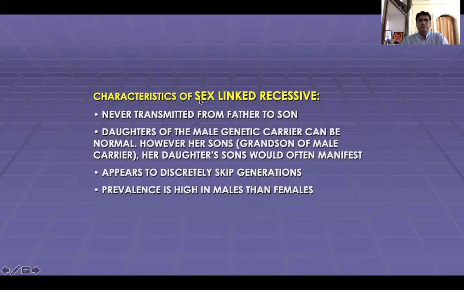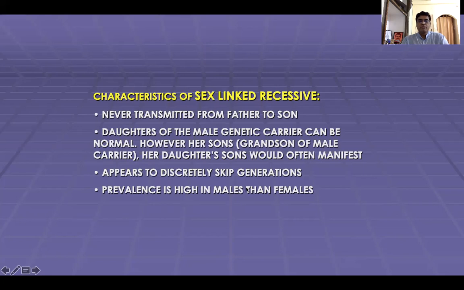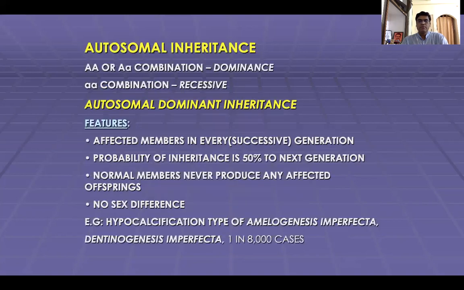The characteristics of sex-linked or X-linked recessive inheritance are: it is never transmitted from father to son, and daughters of the male genetic carrier can be normal. However, her sons, that is the grandsons of the male carrier, would often manifest. That is, it appears to skip generations, and the prevalence is higher in males than in females.